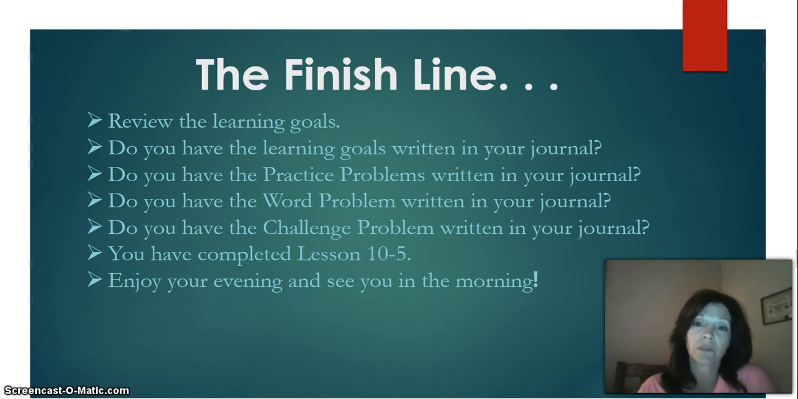Review your learning goals. Do you have them all written in your journal? Do you have the practice problems written in your journal? The word problem answer written in your journal, and the answer to your challenge problem that we'll check in class tomorrow.